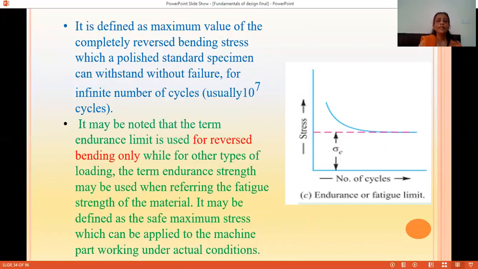The term endurance limit is used for reversed bending only, while for other types of loading, instead of endurance limit, we use the term endurance strength. It may be defined as the safe maximum value of a stress which can be applied on a machine part working under actual conditions.